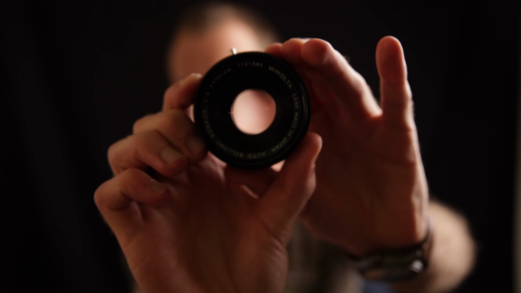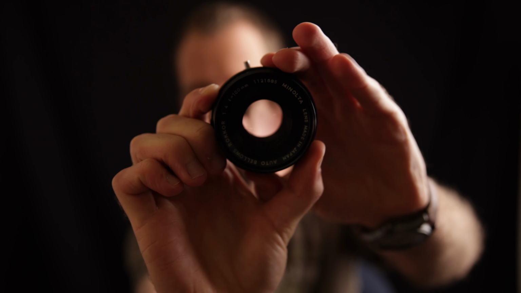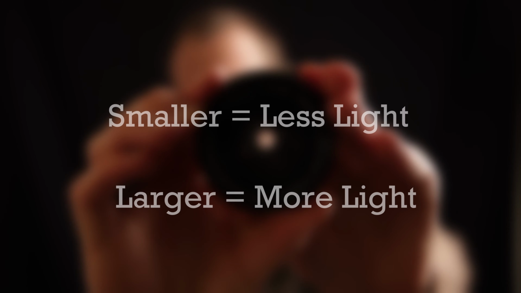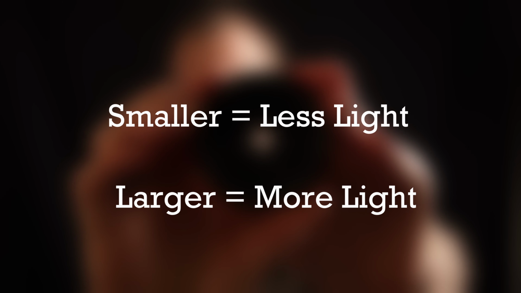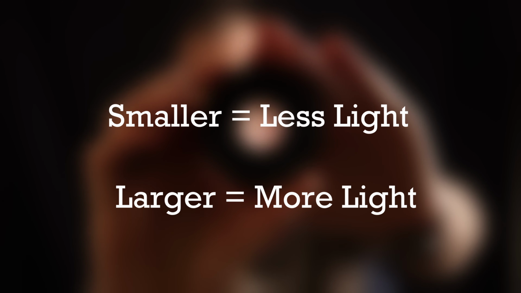So what is aperture? Aperture is the bladed diaphragm inside of your lens, and it controls exactly how much light enters the lens and hits the sensor of your camera. The smaller your aperture, the less light comes in through your lens. The larger your aperture, the more light comes in through your lens. This is measured in what we call stops.